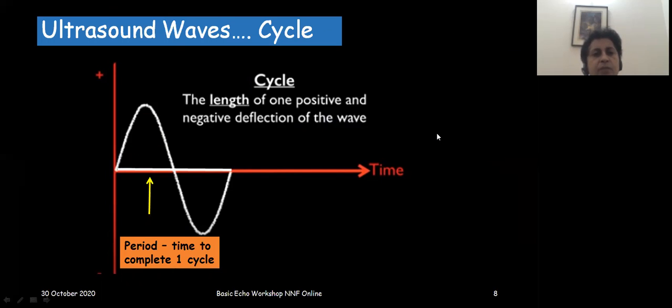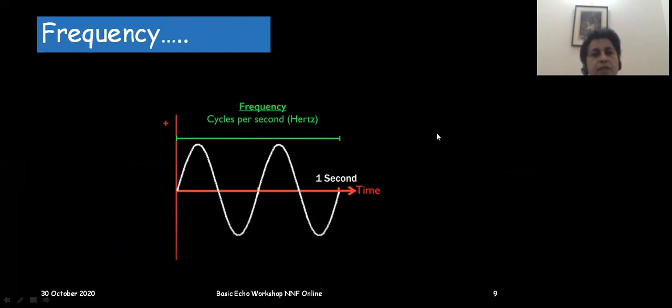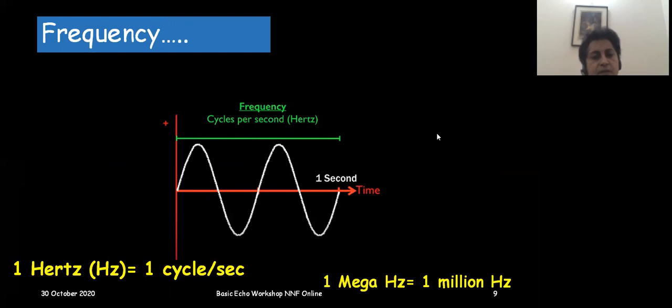So an ultrasound wave has a positive deflection and a negative deflection, and this is one cycle. So cycle is the length of a positive and a negative deflection. The time it takes to finish this one cycle is called a period. So what is a frequency? It is the number of cycles per second and is denoted as a hertz. So if you have 1 cycle per second, it is 1 hertz. In this image, there are 2 cycles in 1 second, so it is 2 hertz.